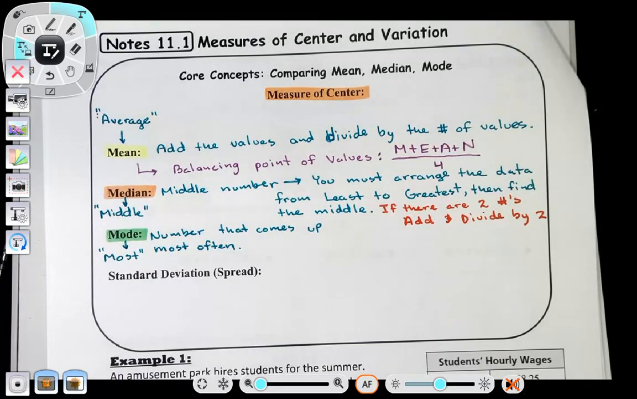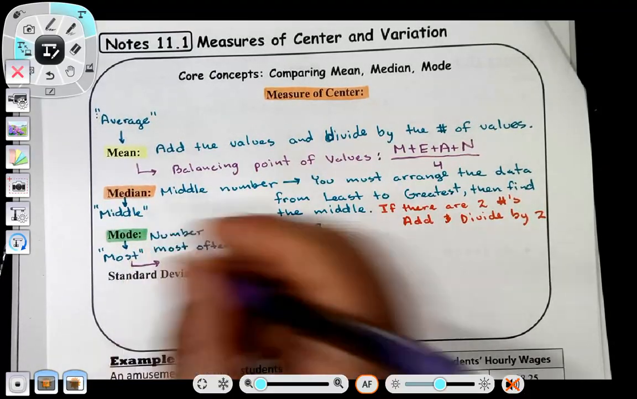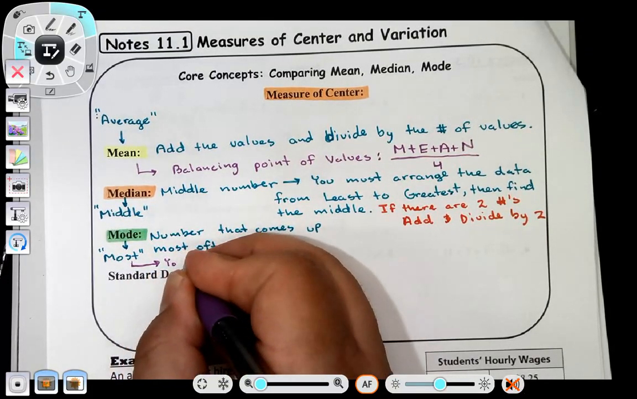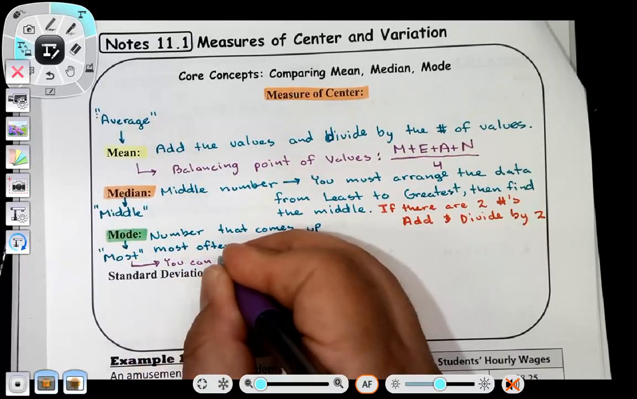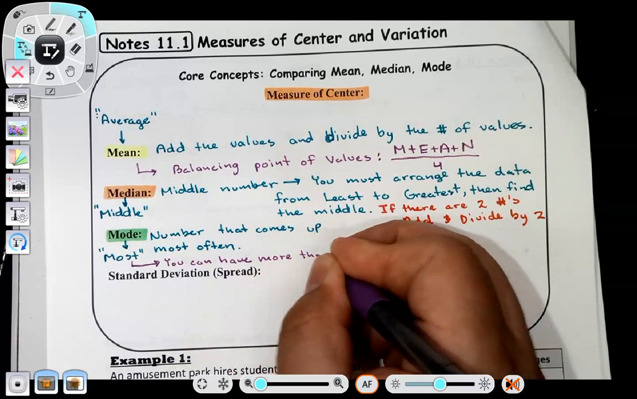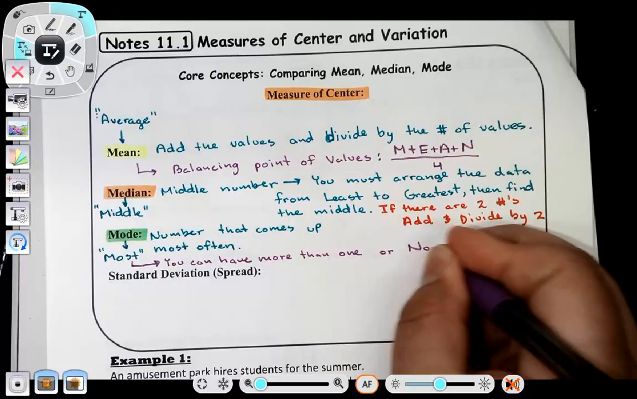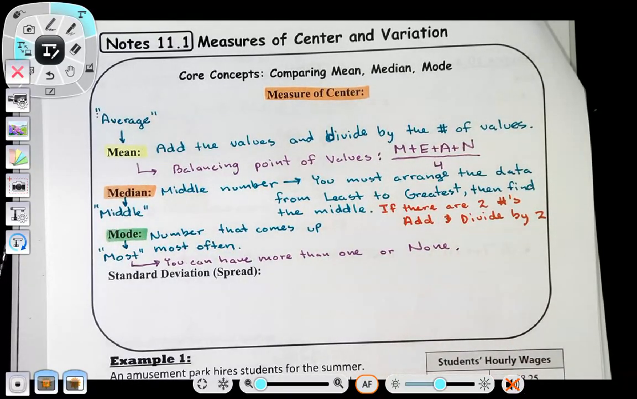Just a couple things though about it. Something you should know and be aware of. When we talk about the mode, you can have more than one, or none. This is the only one where you might say, yeah, there is no mode. You're always going to have a mean. You're always going to have a median. But for a mode, you might say it has none at all.